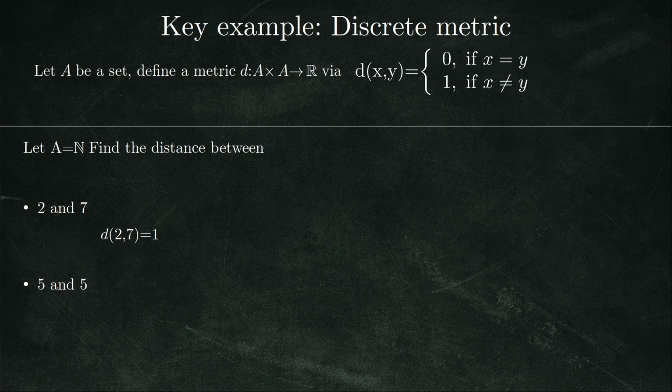Well, 5 and 5 are the same point, so d of 5, 5 is 0. We still need to check that this is a metric, so we still need to check that this obeys the 3 axioms from the previous slide. And I've put that in your booklet, so pause the video and have a read through that. We go through and prove that this does obey each of the 3 axioms.